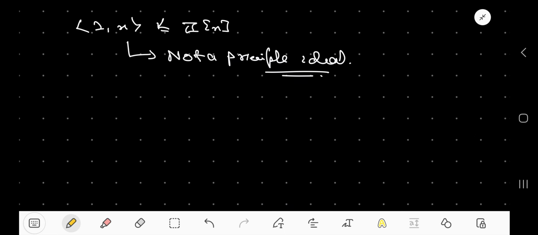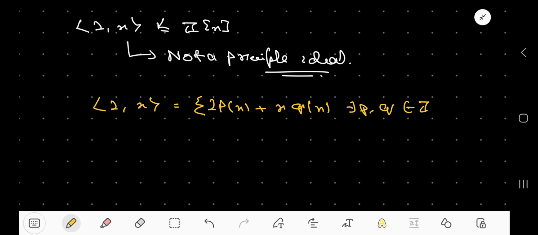First things first, let us give a structure to this ideal generated by 2 and x. By definition, it's simply the elements of the form 2 times p(x) plus x times q(x), such that p and q both come from Z[x]. What is the ring Z[x]? It is the set of all polynomials with coefficients coming from Z, and the operations are simply component-wise addition and the Cauchy product of multiplication. There is nothing too complicated there.